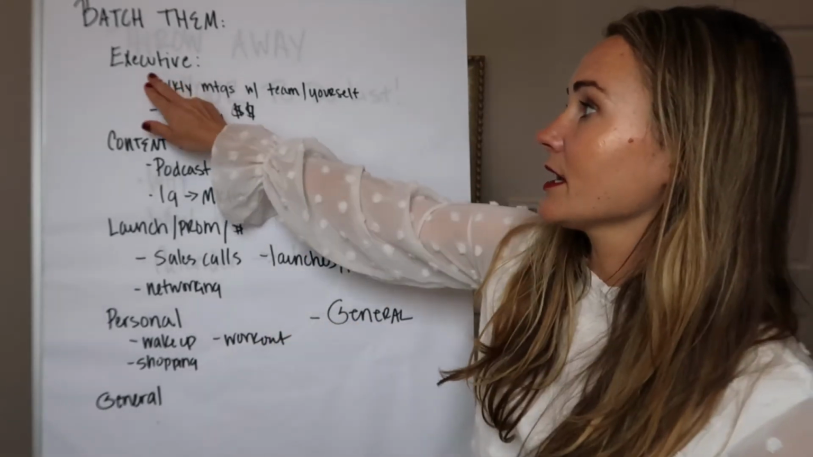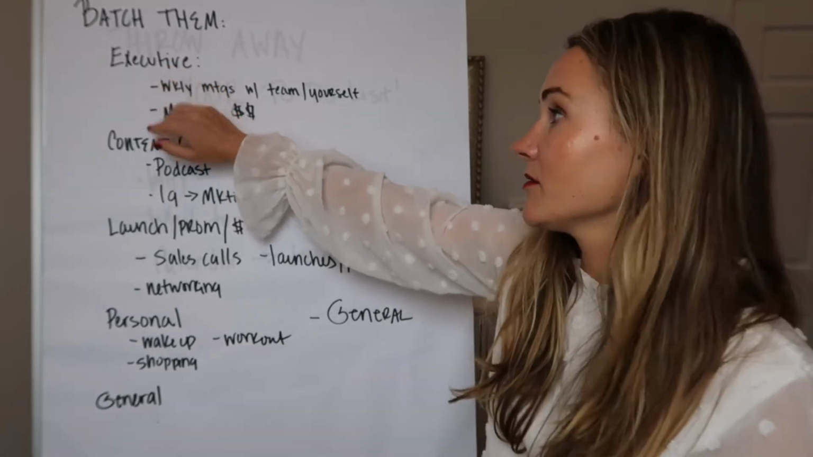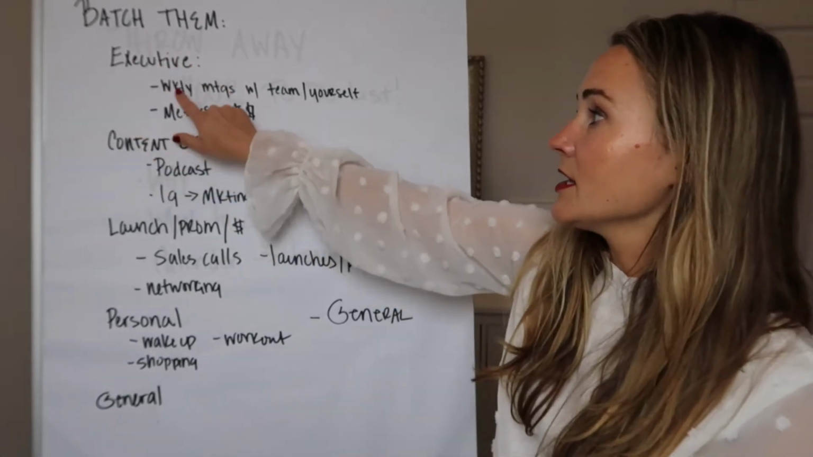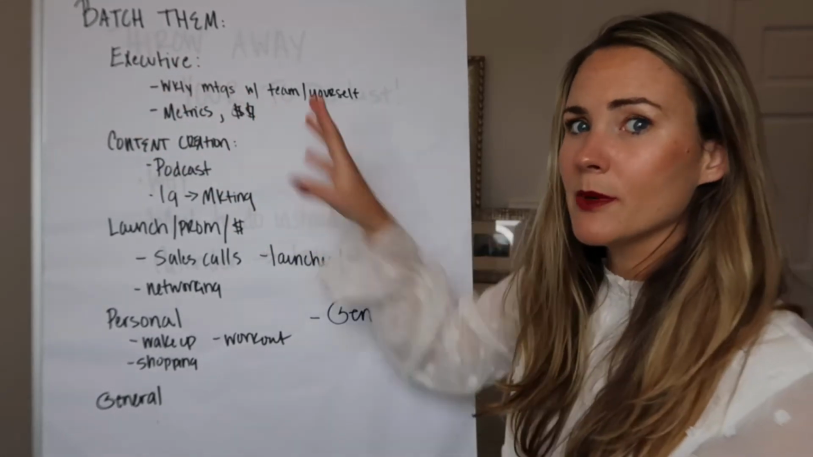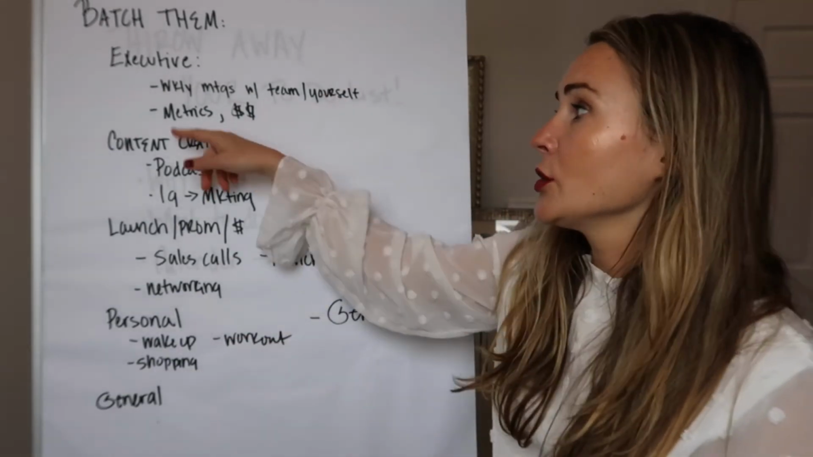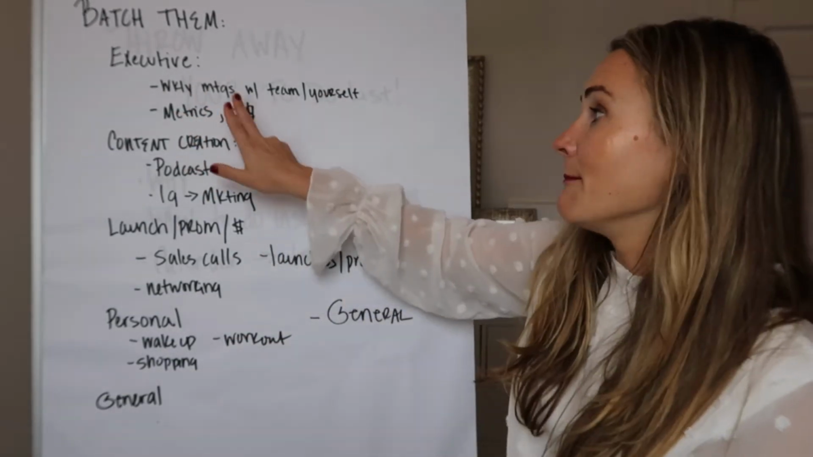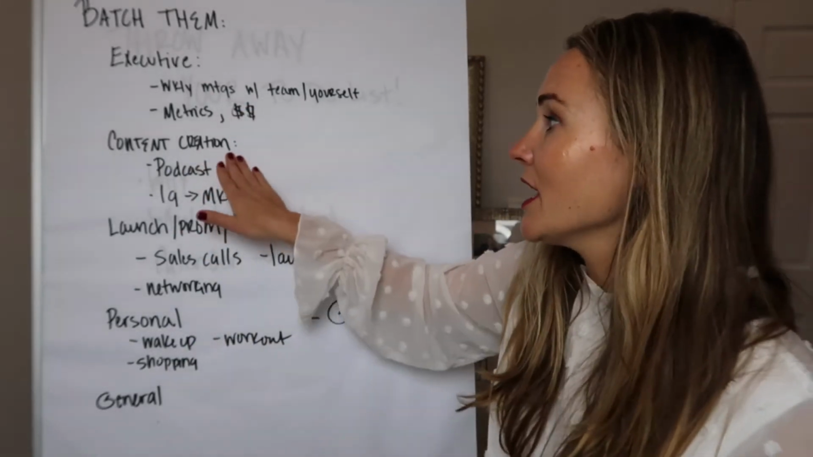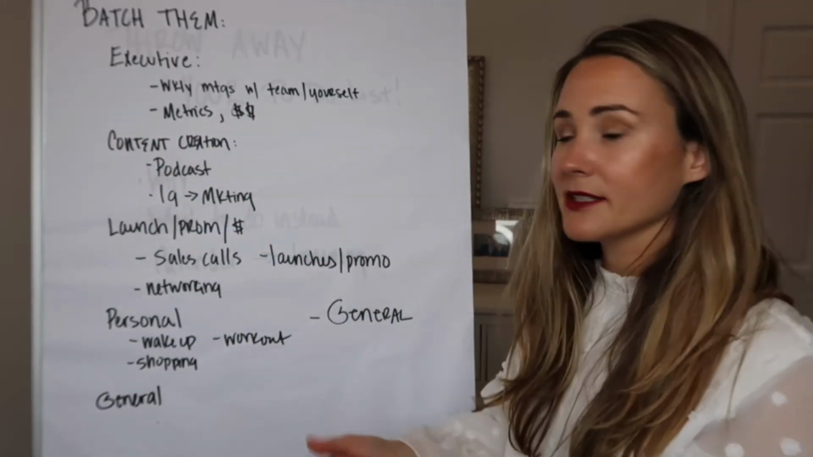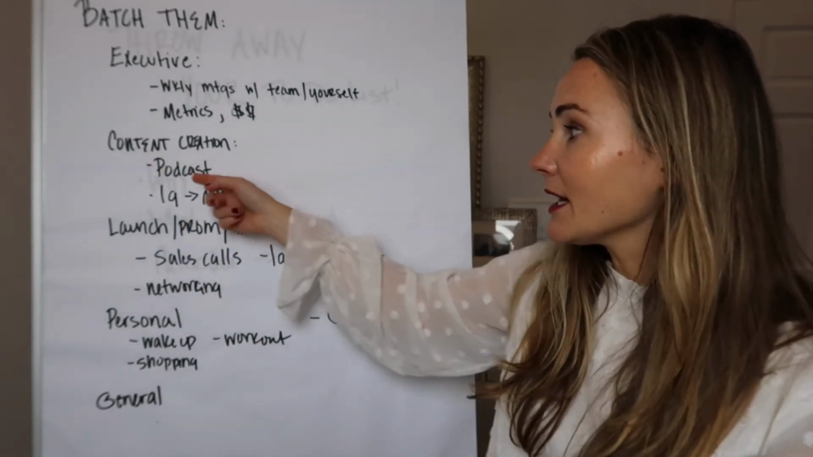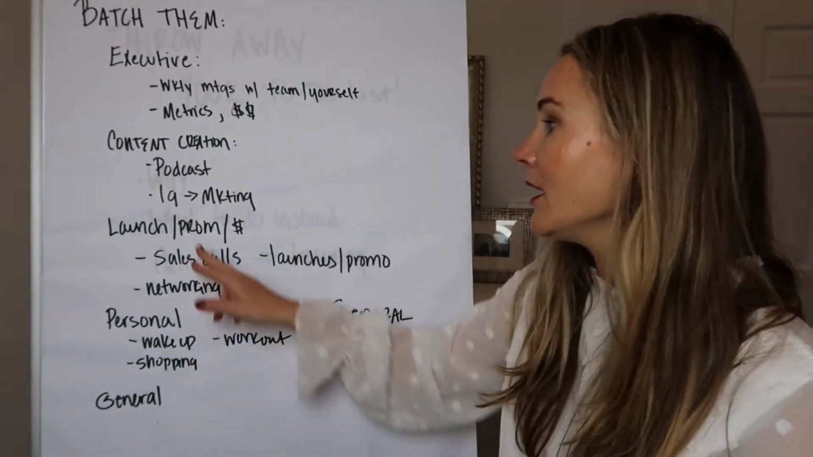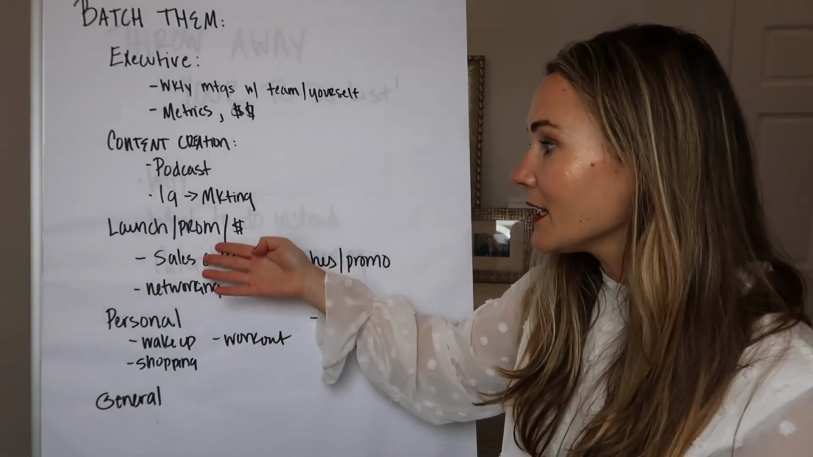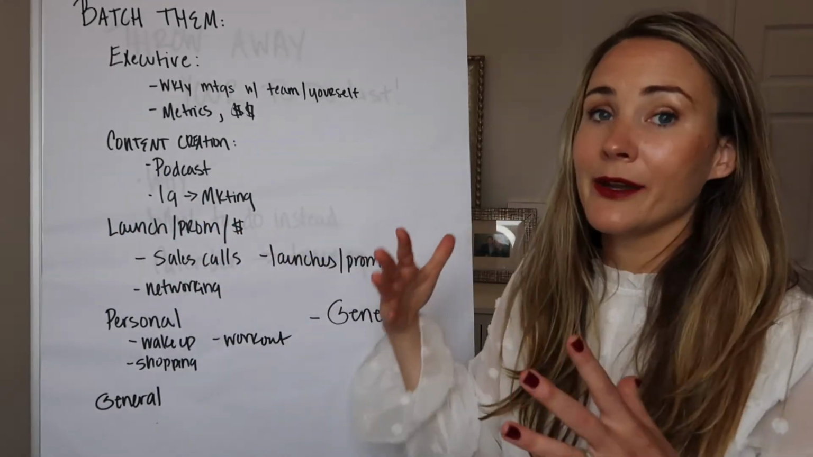So this looks like your executive tasks. You have a color coordination for executive. This might be weekly meetings, maybe it's with your team, but maybe you do a weekly meeting with yourself. You track your metrics, you've got money that you track, you do any sort of billing, whatever that looks like, paying yourself. Then you've got a content creation bucket. So that would look like anything for podcasting, podcast production, Instagram marketing, and then launch, promotion, and money.